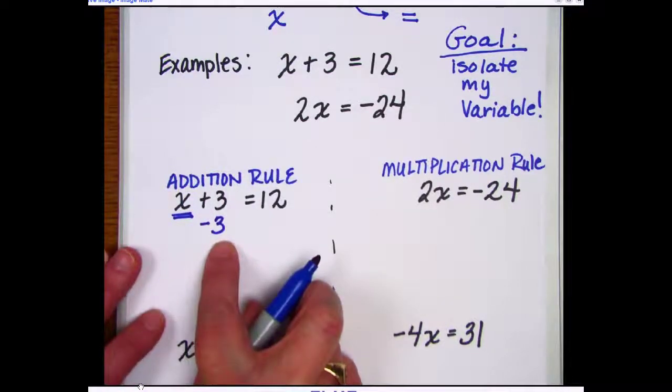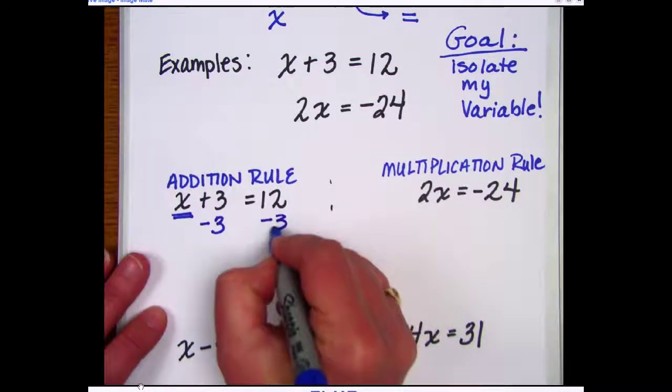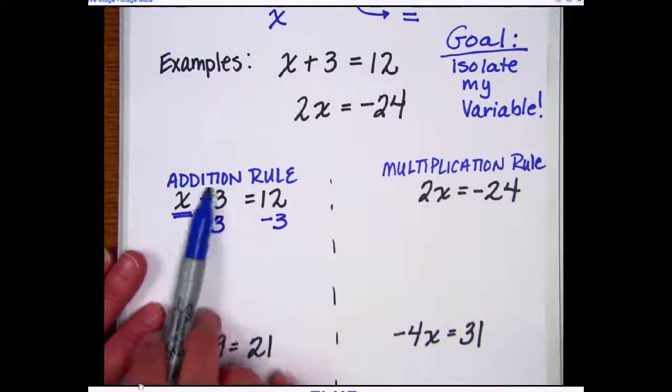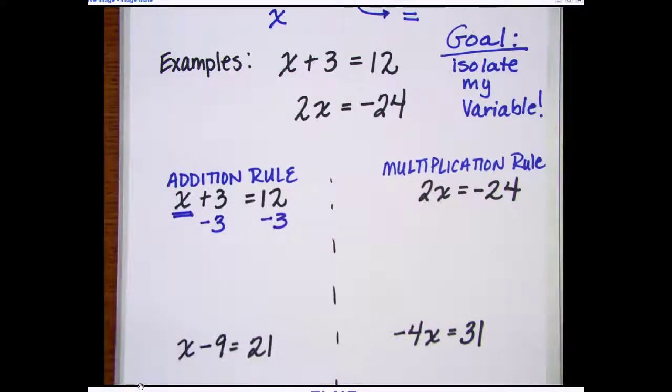And now my golden rule comes into play. If I subtract 3 on this side, I subtract 3 on that side. Again, how did we pick the negative 3? We want to get rid of this. If I add 3, I'm not going to get rid of this. I'm going to end up with 6. Now, sometimes when we write it this way, it confuses students.